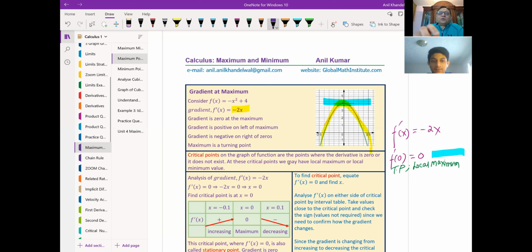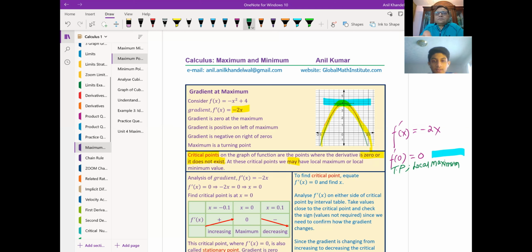Oh, okay. So let's get into the definition. Can you please read this definition of critical number? Yes, sir. Critical points on the graph of function are the points where the derivative is 0 or it does not exist. At these critical points, we may have local maximum or local minimum value. We may have, not necessarily we will have, correct? Correct. Can you give me an example where the derivative could be 0, but it is neither a maximum nor a minimum?